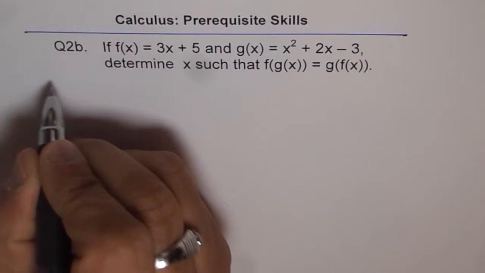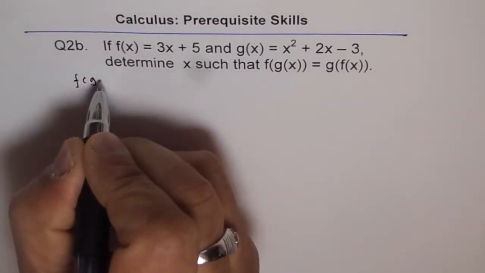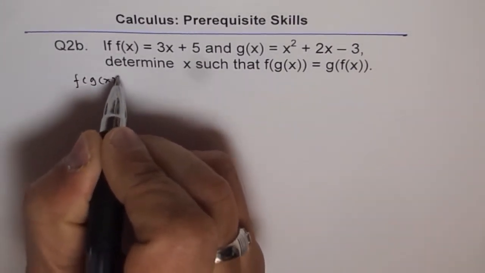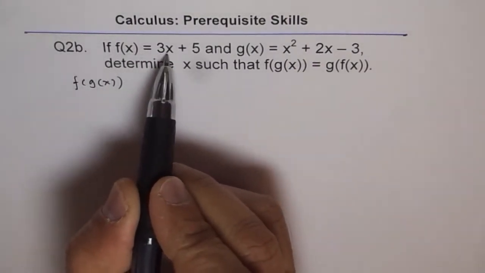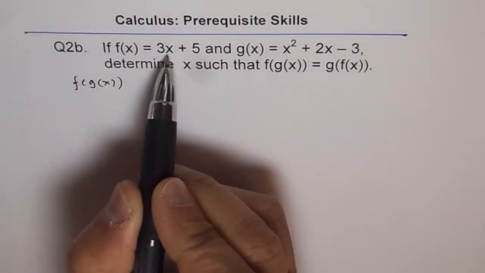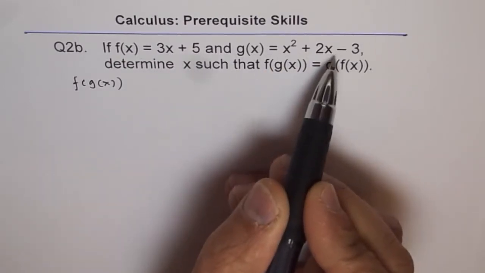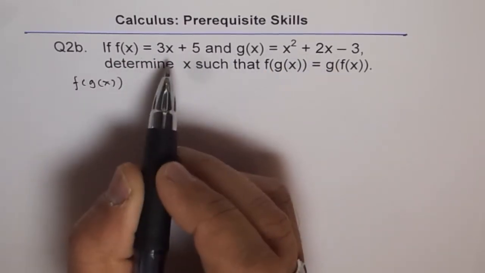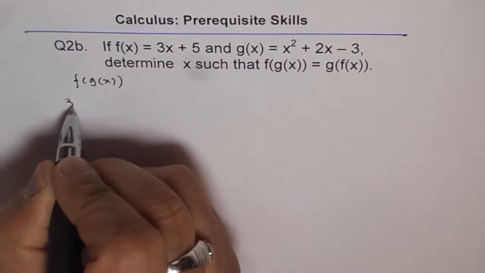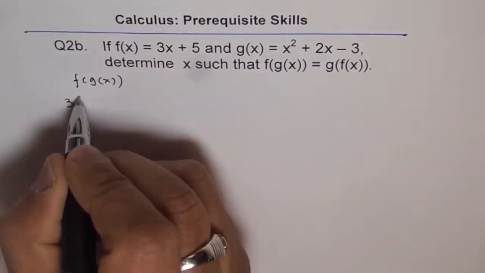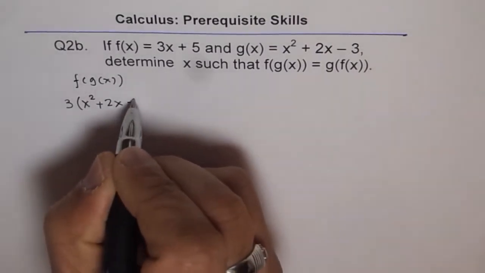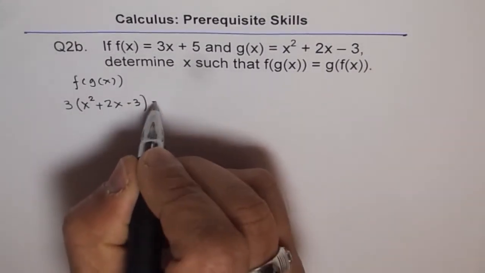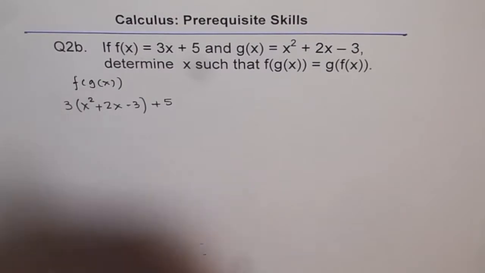So f of g of x. That means in this function 3x plus 5, we'll replace the value of x with g of x. That's what it means, right? So let's do this. So 3 times, and the x value is x squared plus 2x minus 3, plus 5. That is f of g of x.